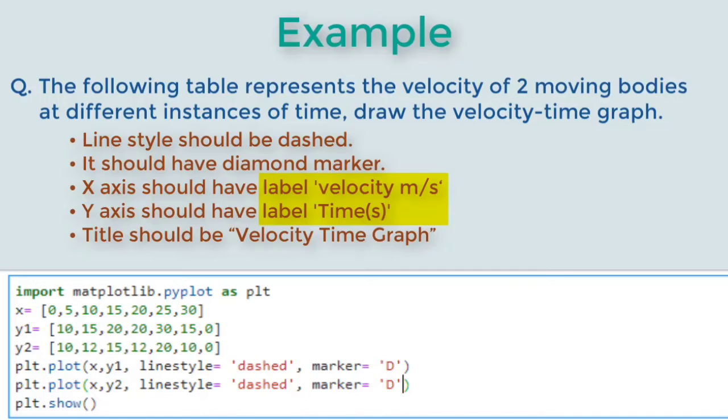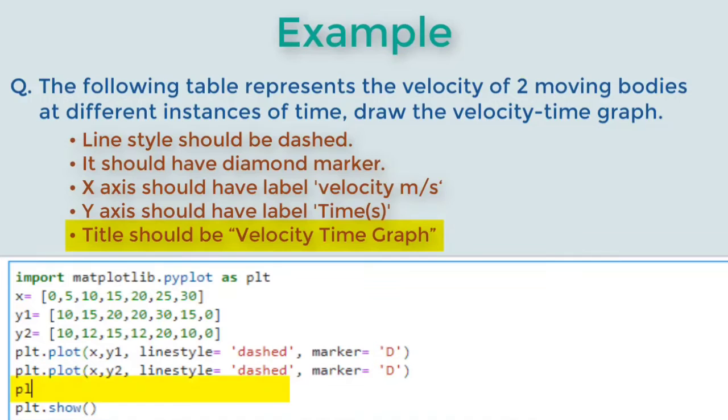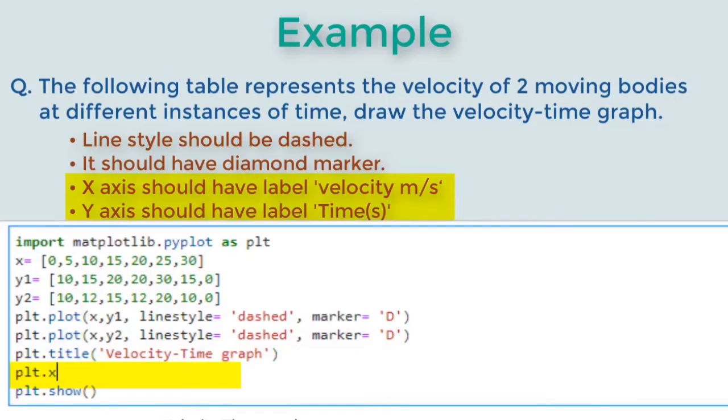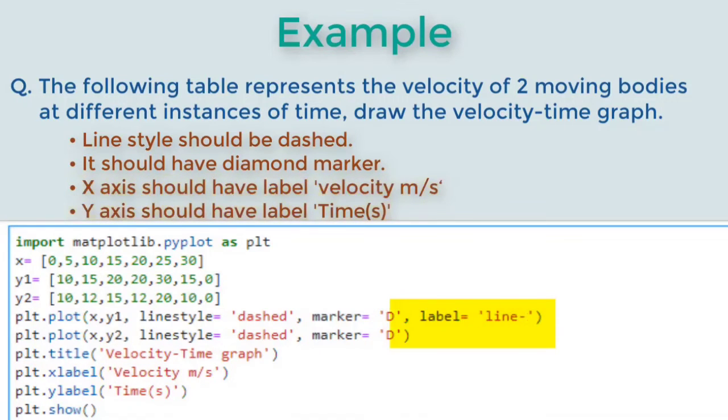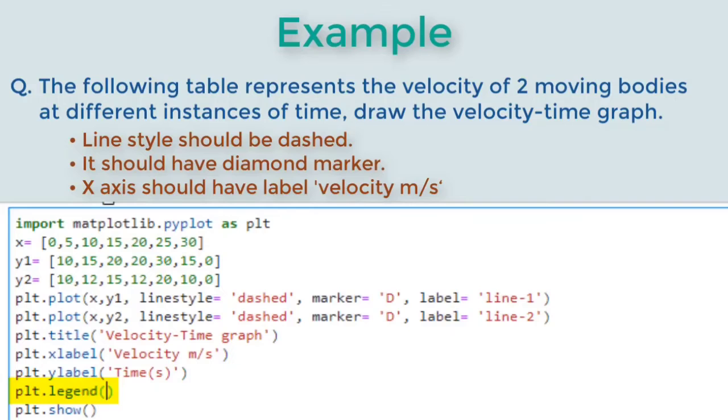I am using labels here in the graph. For the x-axis I am using velocity in meter per second, and on the y-axis I want to write the label time. For this I am using the function plt.title. This is the title on the graph, velocity time graph. For xlabel I am using velocity meter per second, and for ylabel I am using time. See on the bottom of the screen, you can see the code of the program.